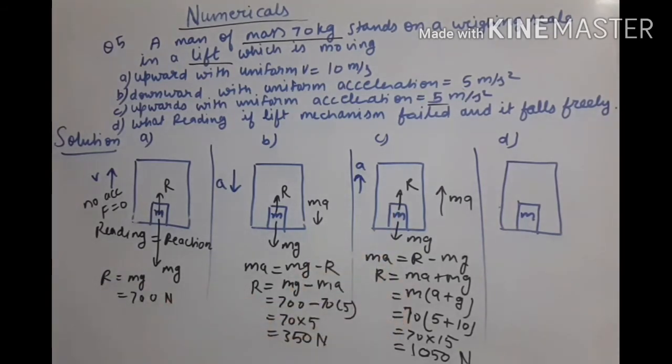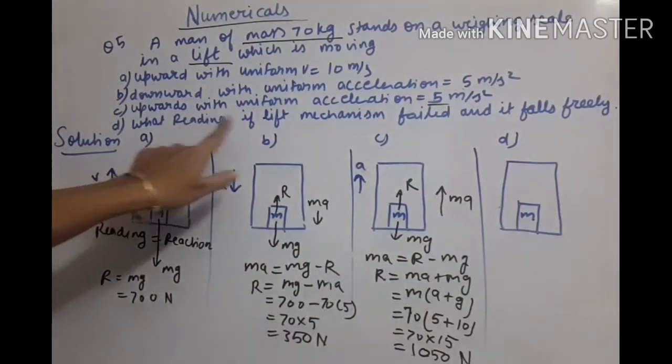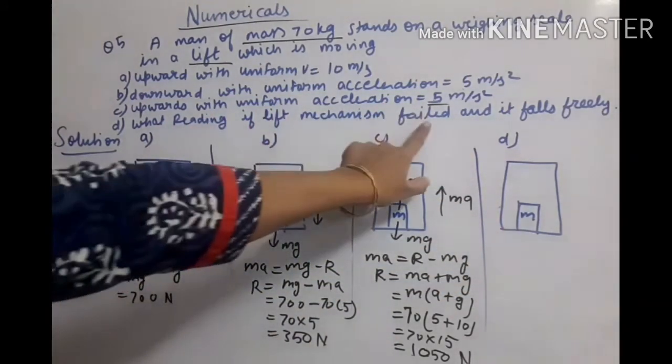Okay, this way we solve. Now what is the last case about? In the last case, what should be the reading if the lift mechanism has failed?